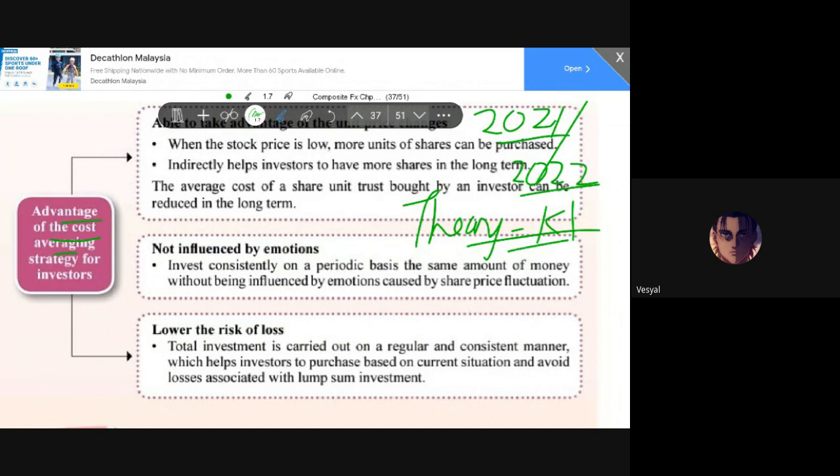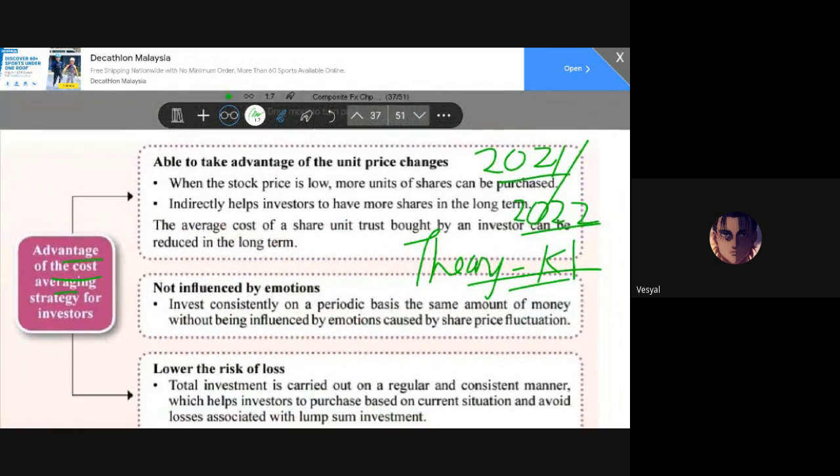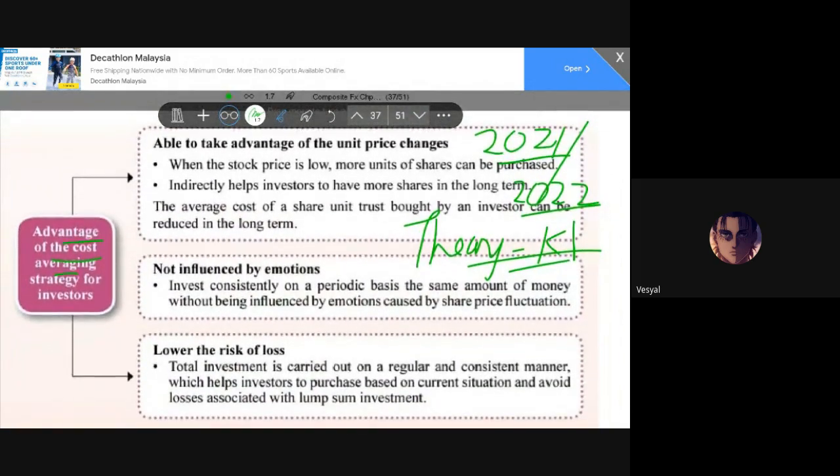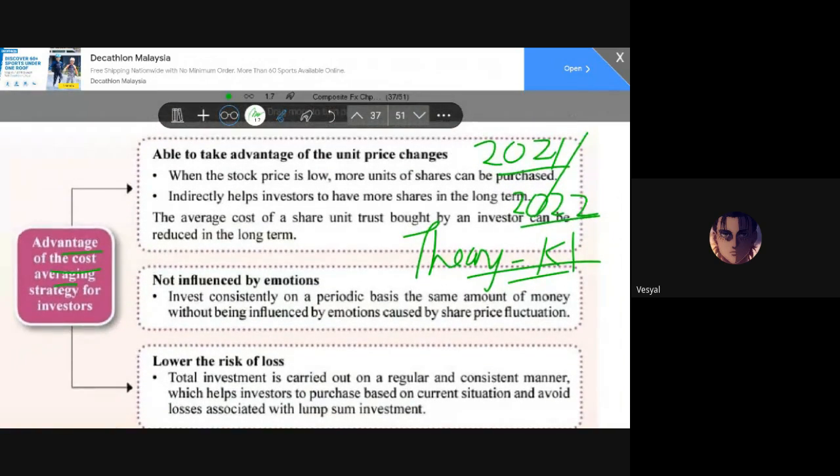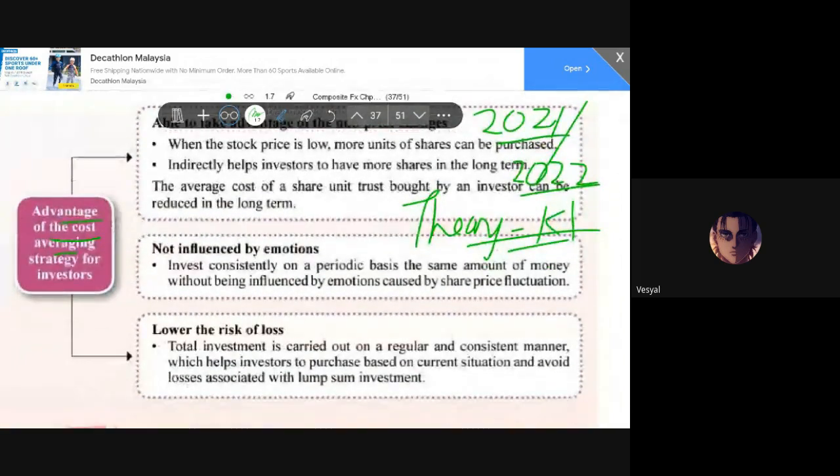So next one, let's continue. Cost averaging strategy. So the first one is you're able to take advantage of unit price changes. So unit price is the average cost I was talking about, per share unit, per share.